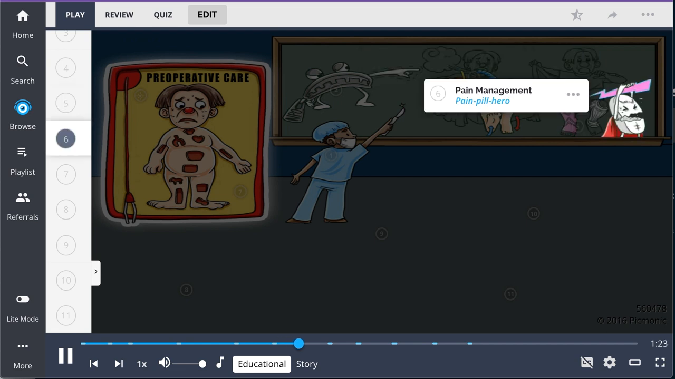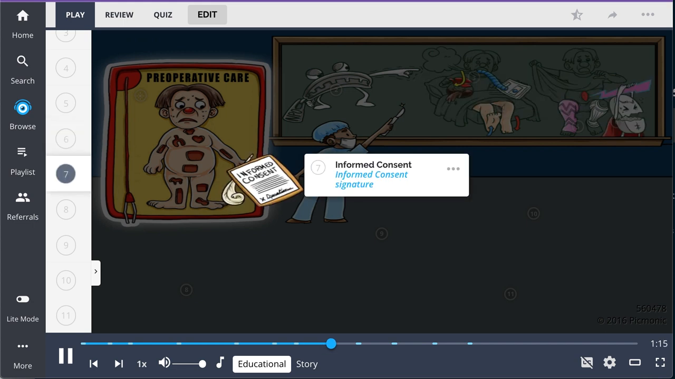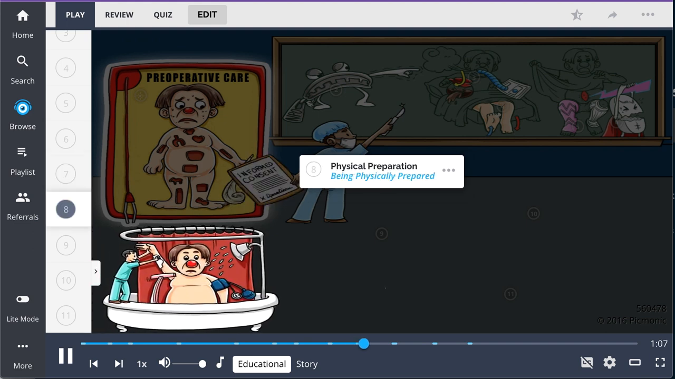Pain management, shown by the pain pill hero, can be explained so that the patient knows what to expect and how to treat the pain following surgery. Safety begins by the surgeon obtaining an informed consent, the informed consent signature being handed over. Physical preparation may include obtaining vitals, giving IV fluids, or emptying the bladder, and is shown here as the man being physically prepared for surgery.